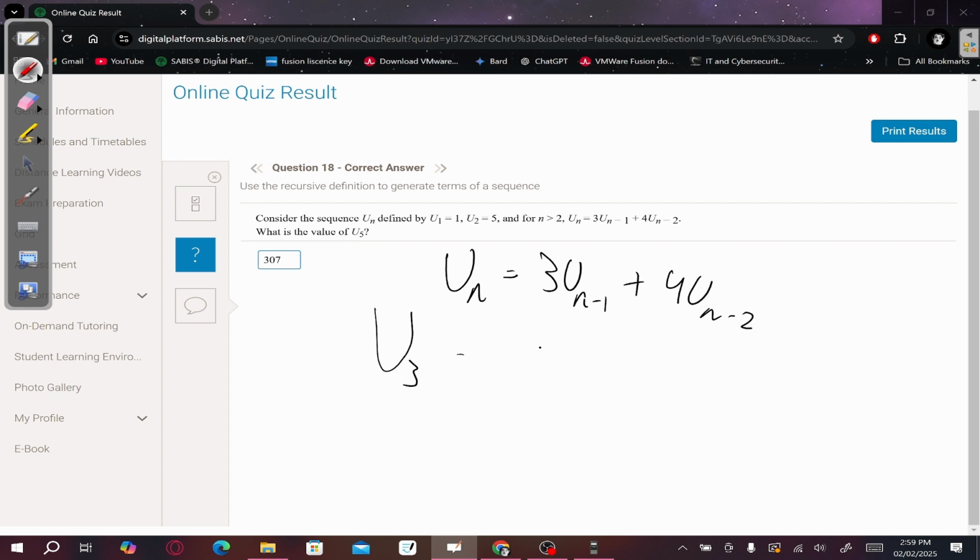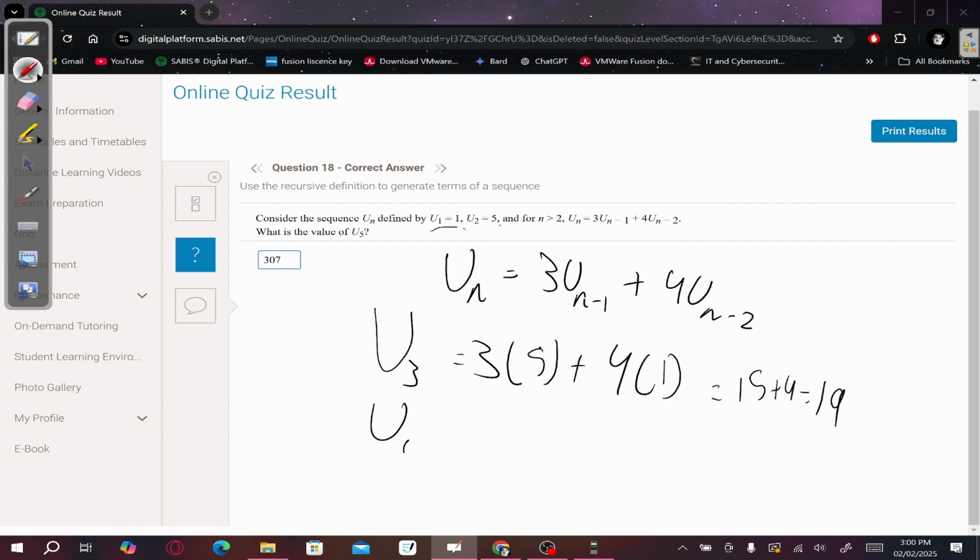So u3 is equal to 3 times un minus 1. So 3 minus 1 is 2, u2 is 5, so 3 times 5, plus 4 times un minus 2. So 3 minus 2 is 1, u1 is 1. So 4 times 1. So 15 plus 4 is equal to 19.